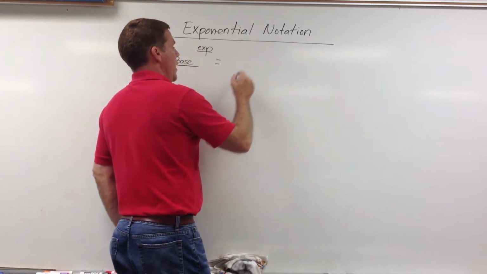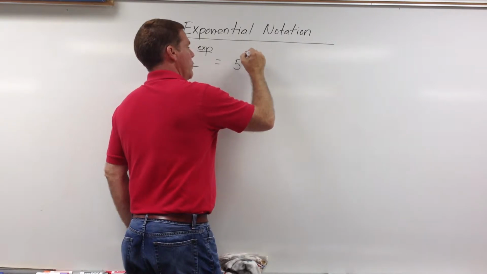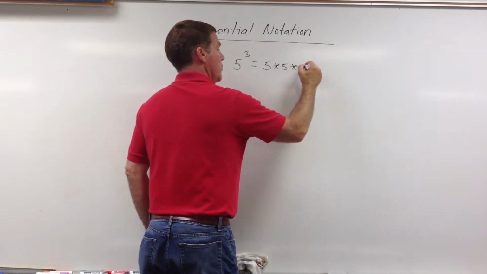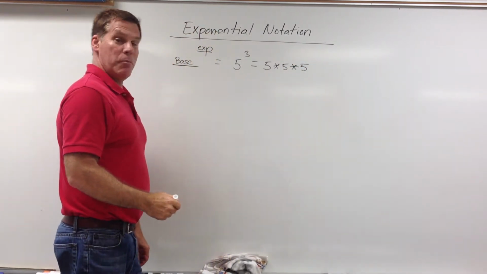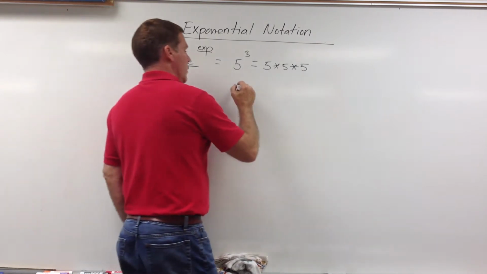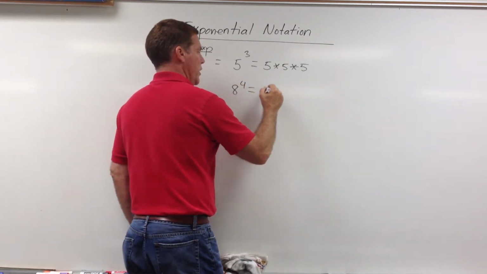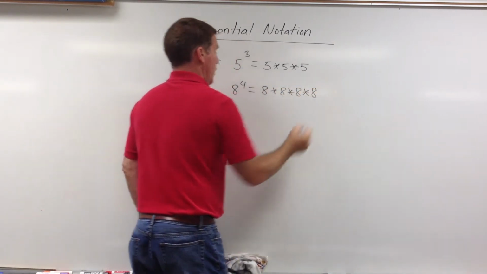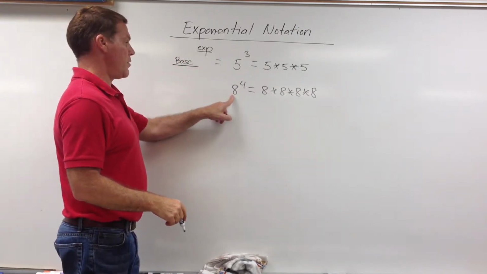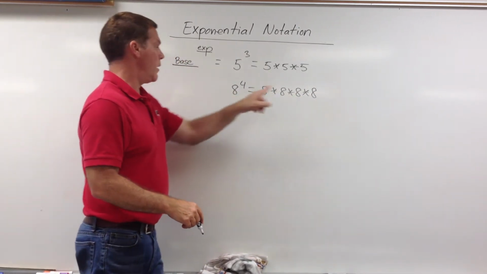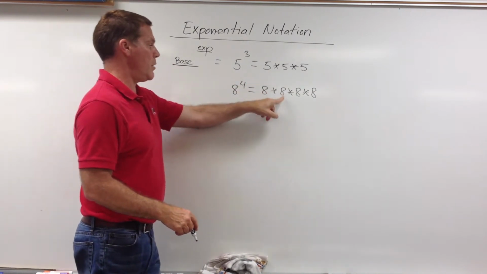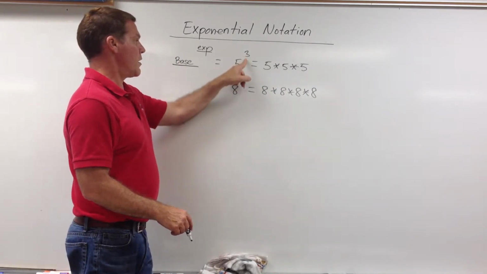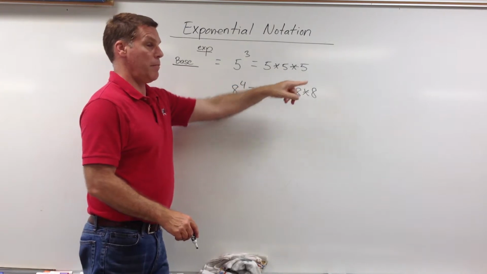So for example, if I have 5 to the third power, that equals 5 times 5 times 5. Okay? And the numbers will get big pretty fast. Okay? 8 to the fourth power would equal 8 times 8 times 8 times 8, and so forth. We notice that our base is the number that we will repeat over and over again, and our exponent tells us how many times we need to multiply the base by itself. In this case, 4, and in this case, 3 times.